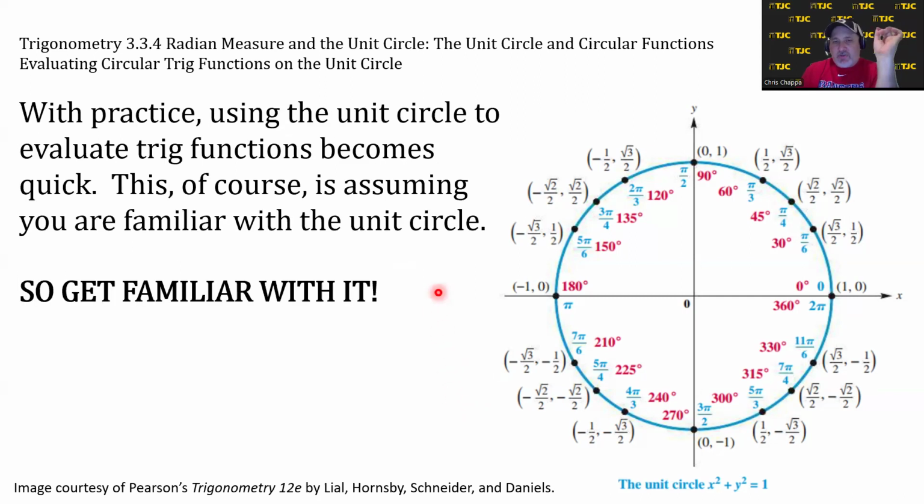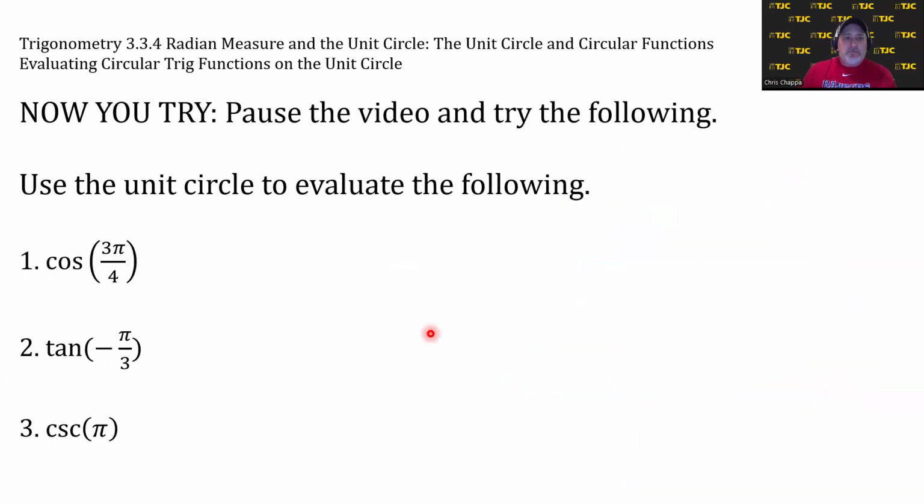With practice, using the unit circle to evaluate trig functions becomes quick, especially for sine and cosine. This, of course, is assuming that you are familiar with the unit circle, so get familiar with it.